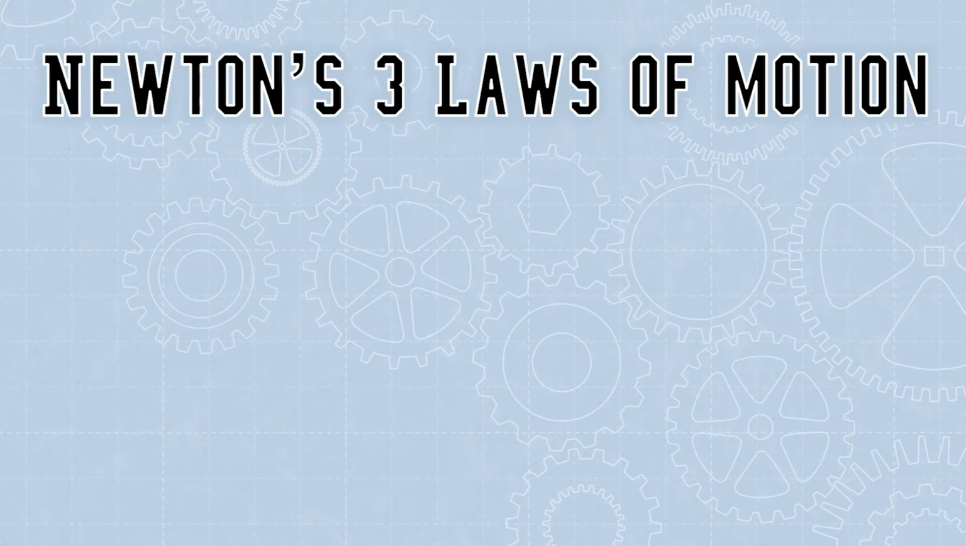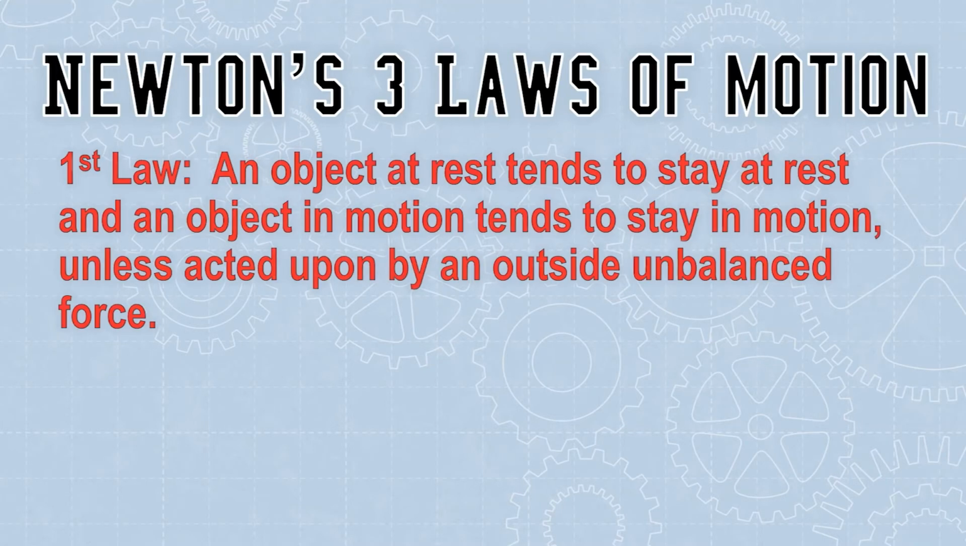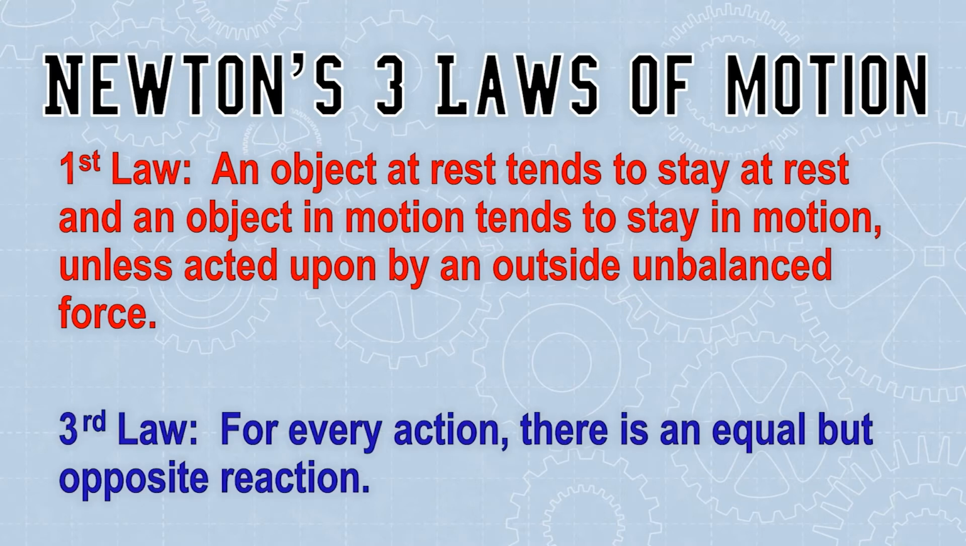Here on Earth, our motion is defined by Newton's 3 laws of motion. The first law: an object at rest tends to stay at rest, an object in motion tends to stay in motion, unless acted on by an outside unbalanced force. This represents balanced forces, objects that are moving at a constant velocity, objects that are stopped. Newton's third law: for every action, there's an equal but opposite reaction. This talks about how forces happen in pairs. When I push on the wall, the wall pushes on me.